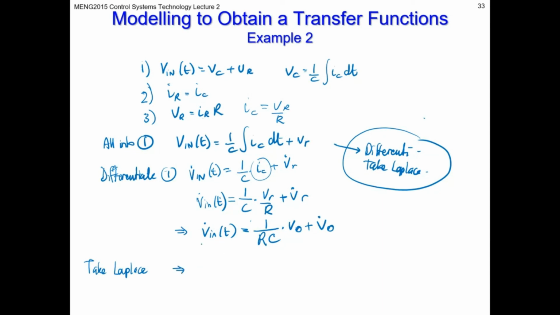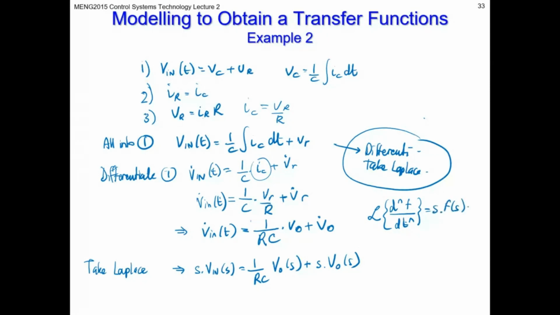Now, if we take Laplace of V dot in, because it's a first derivative, that's going to give us S times V in of S. V out is going to be V out of S, and V dot out is going to be S times V out of S. Of course, we're applying the Laplace transform rule, which says that the nth derivative of f, d over dt to the n, is going to be S to the n times f of S plus a set of initial conditions.